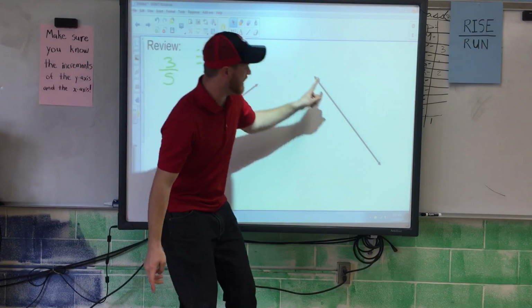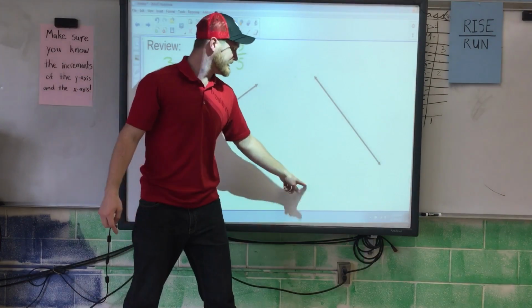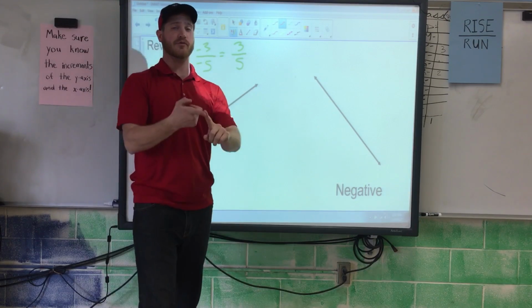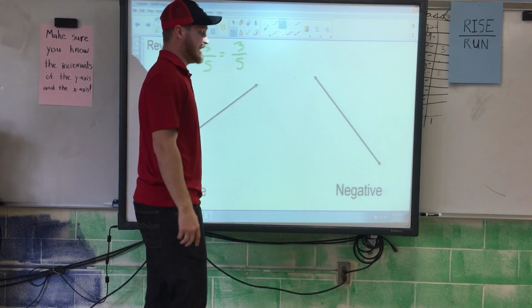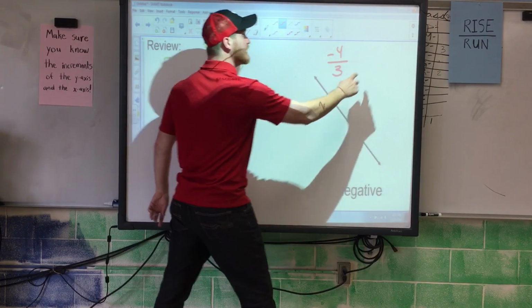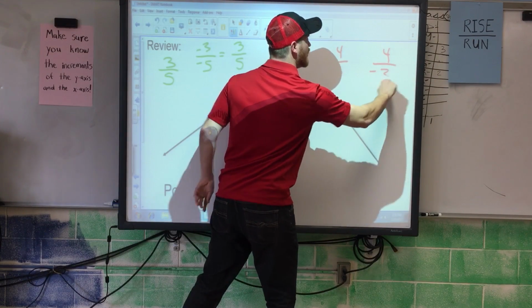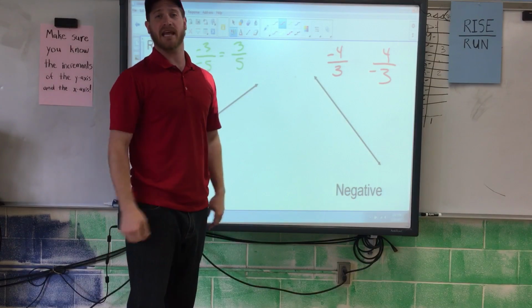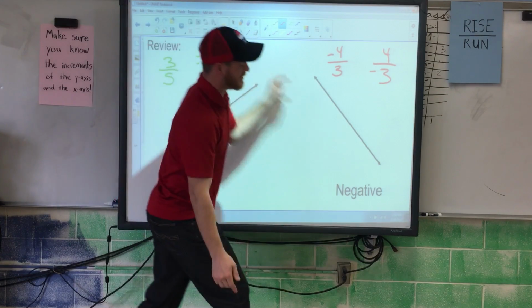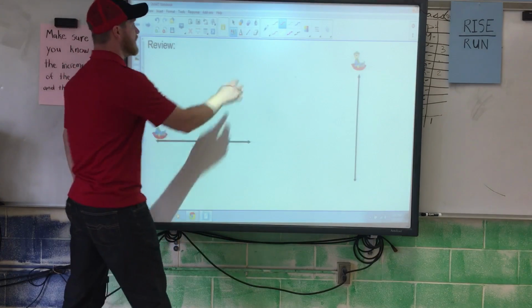Our next one over here, left to right, if it's going down, this is a negative slope. That means only one of your numbers, the numerator or denominator, will be negative. So this one could look like -4 over 3 or +4 over -3. You get the same thing if you divide those out. When you have one negative, one positive, this will result in a negative slope.